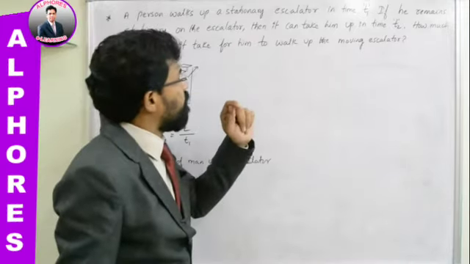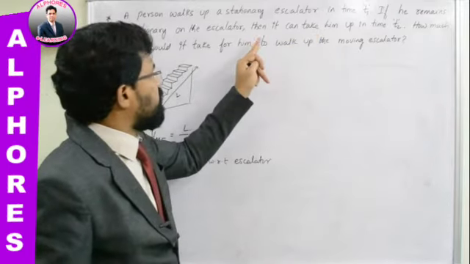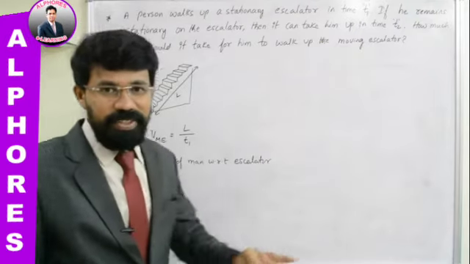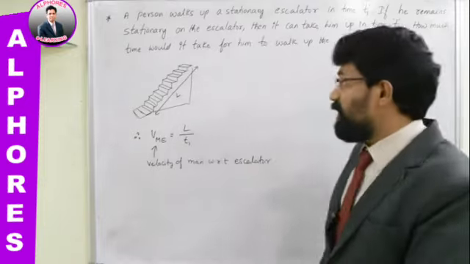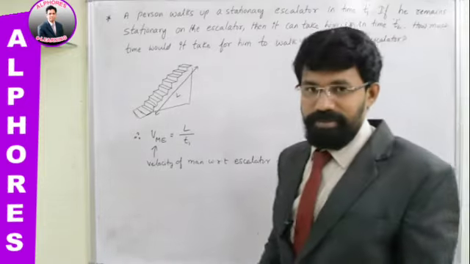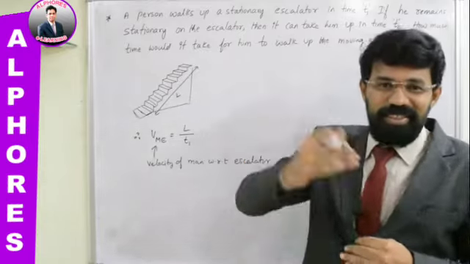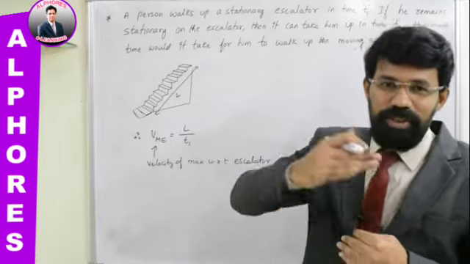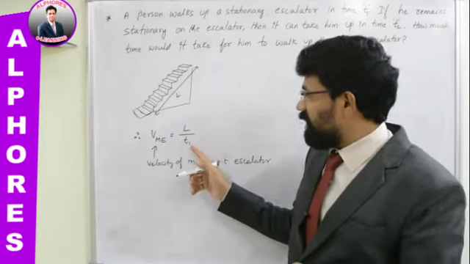Then, if he remains stationary on the escalator, it can take him up in time t2. Let us say the escalator is moving and he is standing on it. In how much time will he be taken up? In a time equal to t2. In the previous case, the escalator is at rest and he is walking with whatever usual speed he can maintain. With that speed, he has walked up the escalator, and in a time equal to t1.